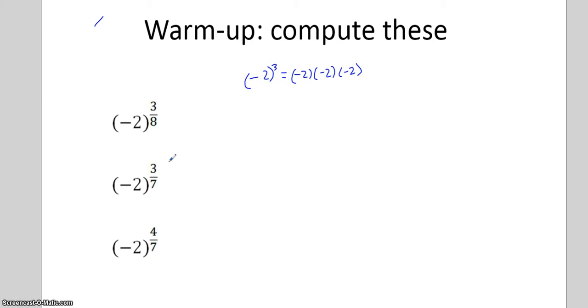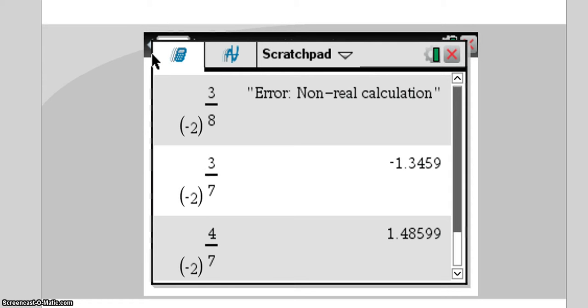The first thing that might be interesting is to put it in the calculator. And so what I did is I actually punched these 3 into the calculator to see what the result was and screenshot it right here. And so isn't this interesting? We have three different calculations. The first one says error, non-real calculation. The second one gives us a number, but notice how the number is negative. And then the third one here gives us a number, but notice how the number is actually a positive number.